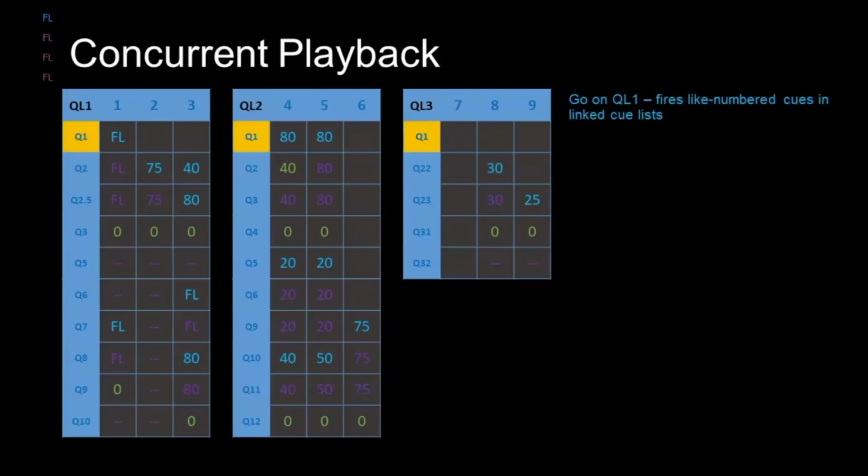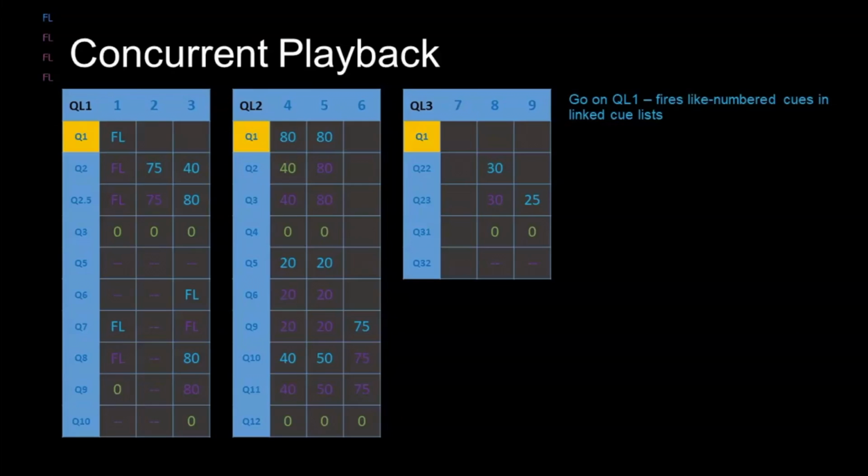So what does this mean? I hit go on 1 in queue list 1, and because I have a Q1 in both lists 2 and 3, those are going to fire, and they're going to play back whatever they play back for their channels, right? So again, this is a great way. If we think about queue list 1 as my conventional fixtures, queue list 2 as my moving lights, queue list 3 is media servers or video or whatever.